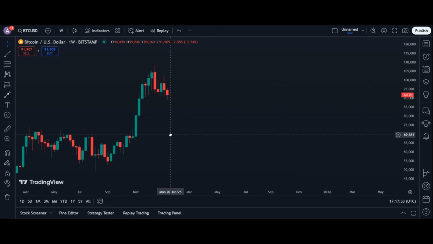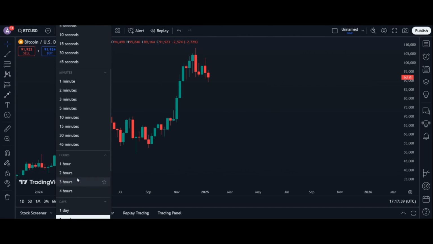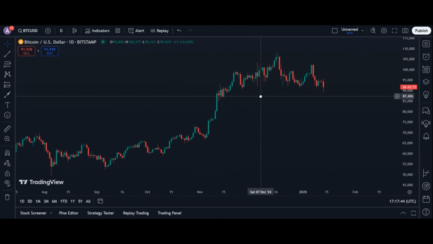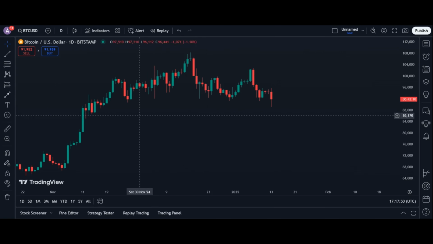In this case, I'd rather change the time frame from weekly to daily. And in daily, we can see that in our latest trades, which is from 25th November till now, which is 13th of January, this is approximately our demand zone. Demand zone means that whenever the market touches the demand zone, there are some buyers.